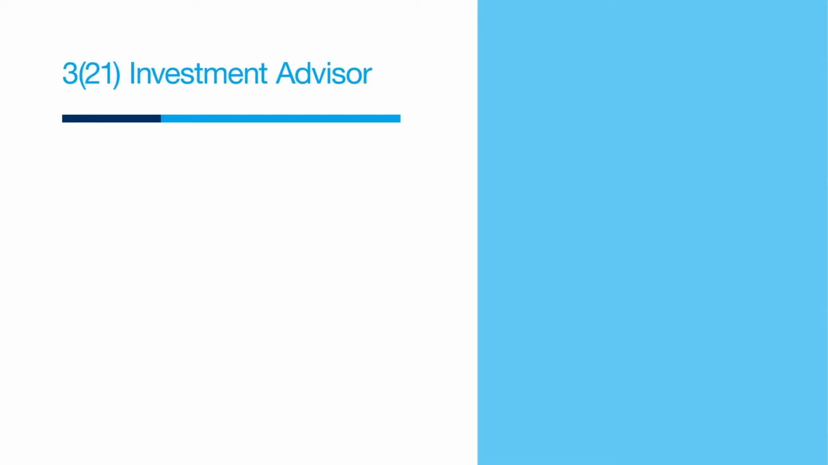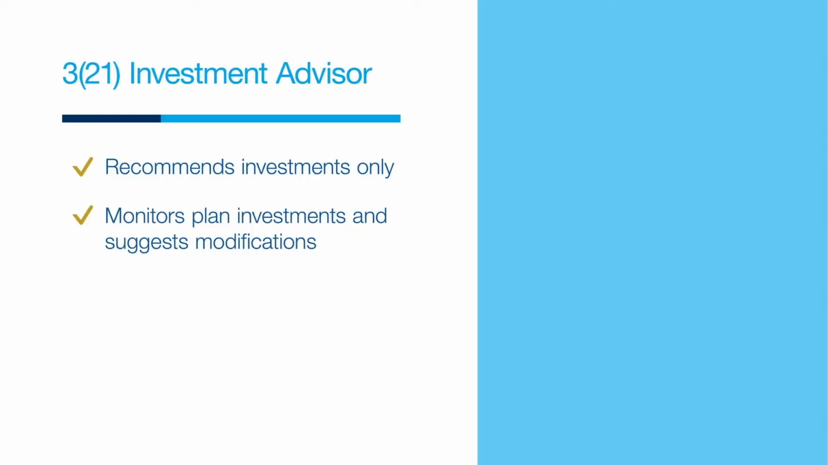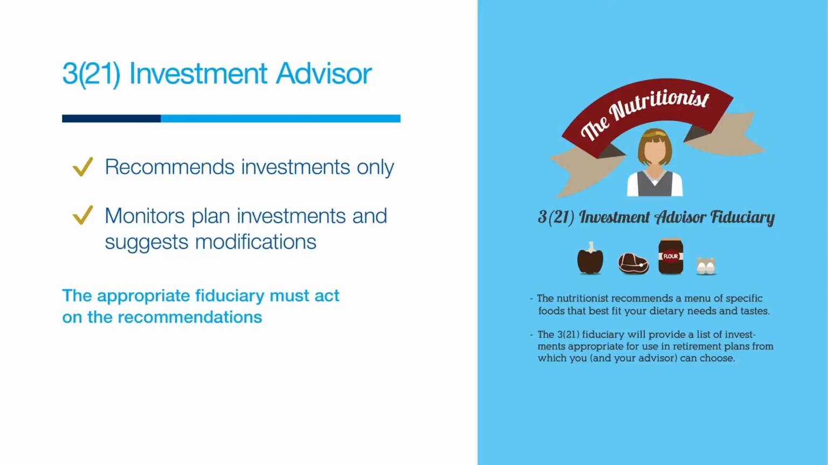The 321 investment advisor recommends a list of investments from which the plan sponsor or business owner can choose. They do so without having the power to implement the recommendations. They will also monitor plan investments and suggest modifications as needed. But remember, it's the appropriate fiduciary's responsibility to act on those recommendations, typically the named fiduciary or business owner. In our kitchen example, the 321 is like a nutritionist, offering a menu of foods that you can choose from and that will fit your dietary needs and tastes.